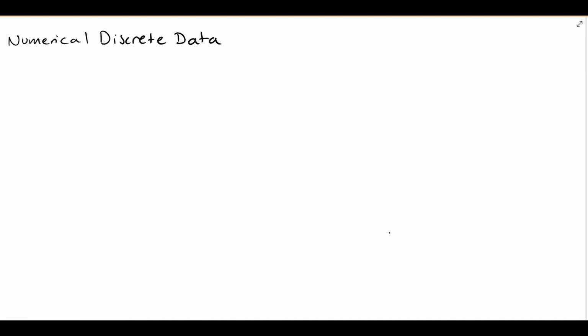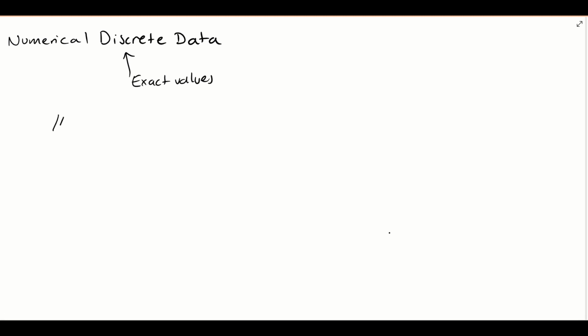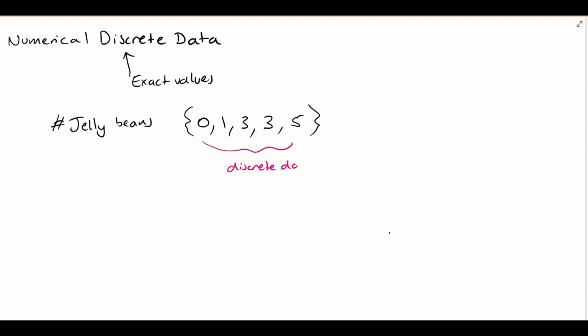Okay, so in this video, we're going to take a look at what we call numerical discrete data. Remember that discrete data here, we're looking at exact values. So for example, it might be the number of jelly beans eaten by each kid at a birthday party. Somebody might eat 0 jelly beans, they might eat 1 jelly bean, 3 jelly beans. Somebody else also ate 3 jelly beans. Someone ate 5 jelly beans. This is what we call a discrete data set.